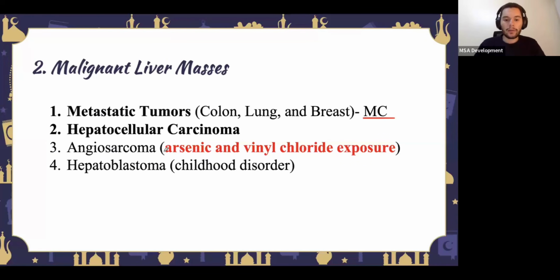And something to remember is if there is any mention in the question stem that the patient has been exposed to arsenic and vinyl chloride during his life, then you should think right away of angiosarcoma. Then you have hepatoblastoma. This typically affects children. I doubt you'll get asked about it.